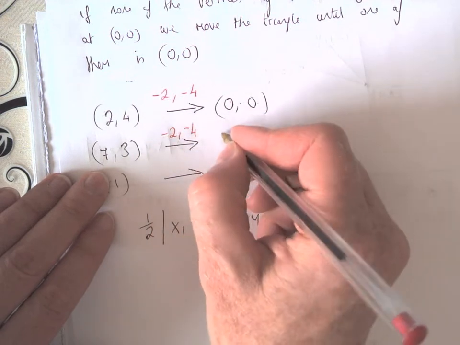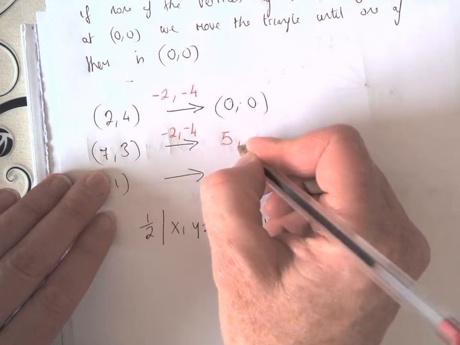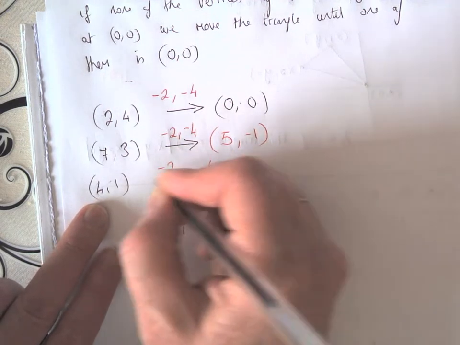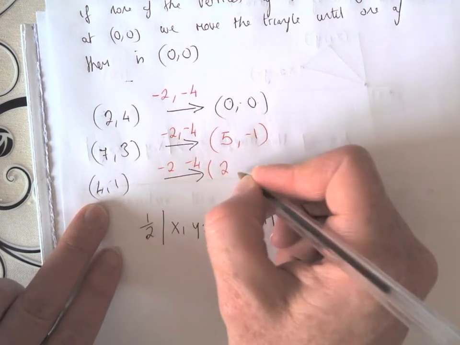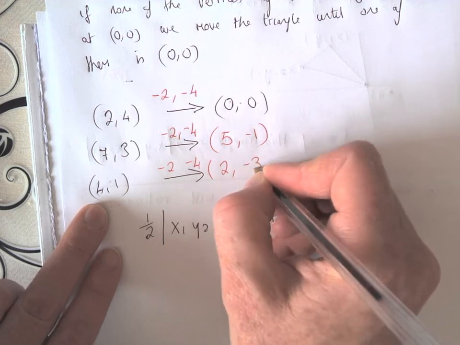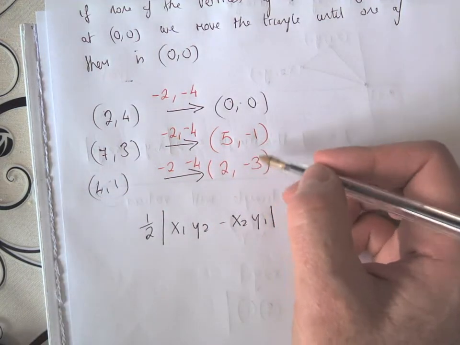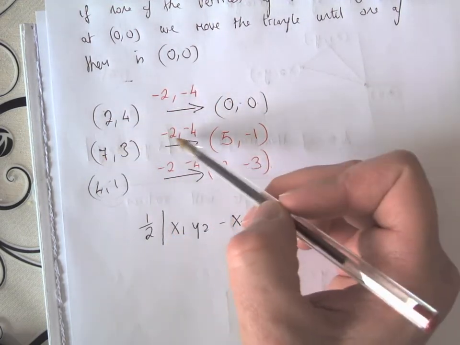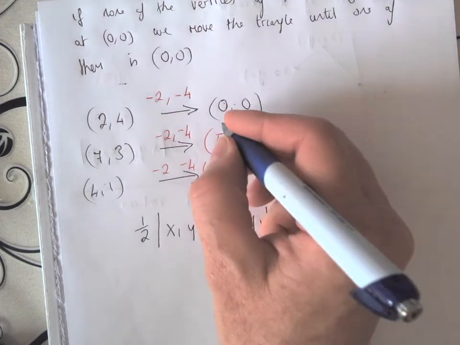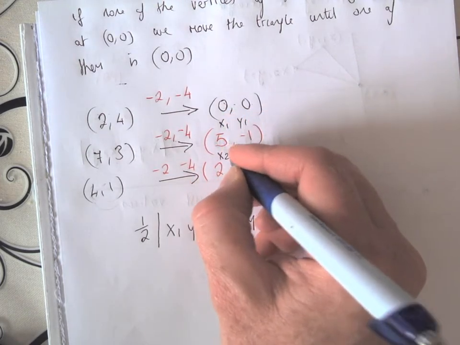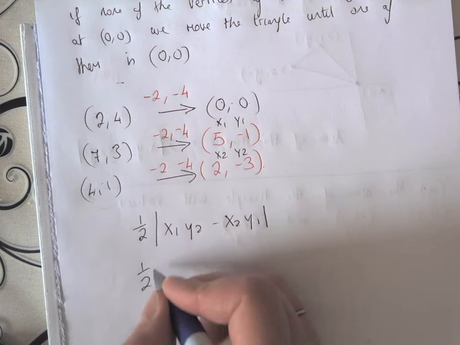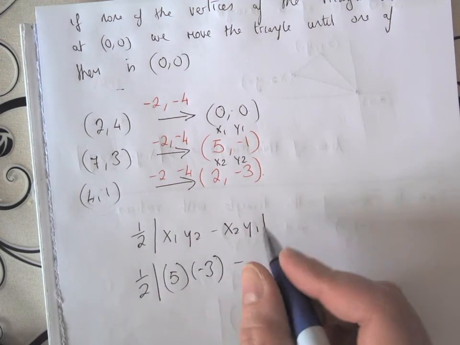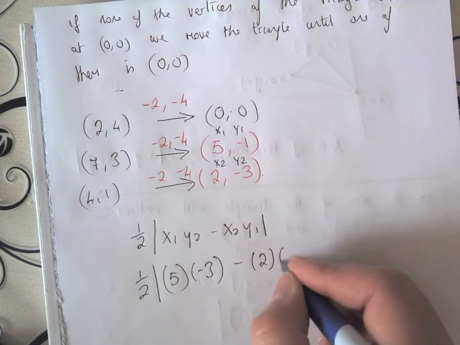So it's 7 take 2 leaves me with 5. 3 take 4 leaves me with minus 1. 4 take 2 leaves me with 2. 1 take 4 leaves me with minus 3. So they're my new points then. So you look, what do I do to the x to get to 0? What do I do to the y to get to 0? And I do the same to the other 2 points. So then that gives me my x1, y1, my x2, y2. Okay, so x1 is 5, y2 is minus 3, x2 is 2, y1 is minus 1.